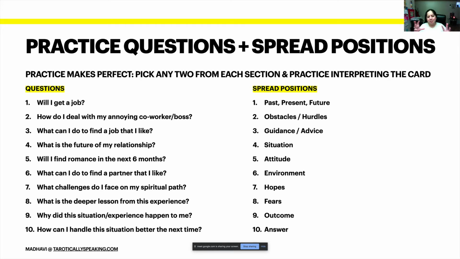The simple exercise is to pick any two from each section, pull one card, and practice interpreting that card as an answer to this question. See what comes up, or if it was showing up in this spread position, how would you interpret it? We're going to practice this right now, okay?